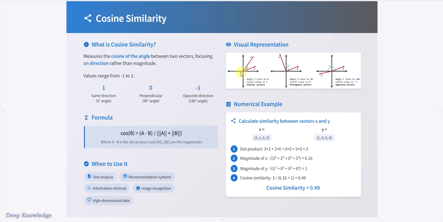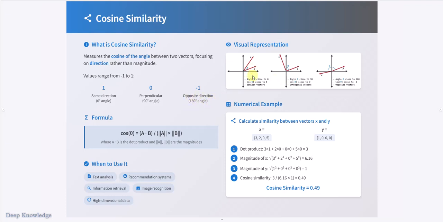So cosine similarity solves these issues, and you can see the range is from -1 to 1. If the result is 1, it has the same direction. If it's 0, it's perpendicular. If it's the opposite direction, it's -1. I mean, it's the opposite direction.